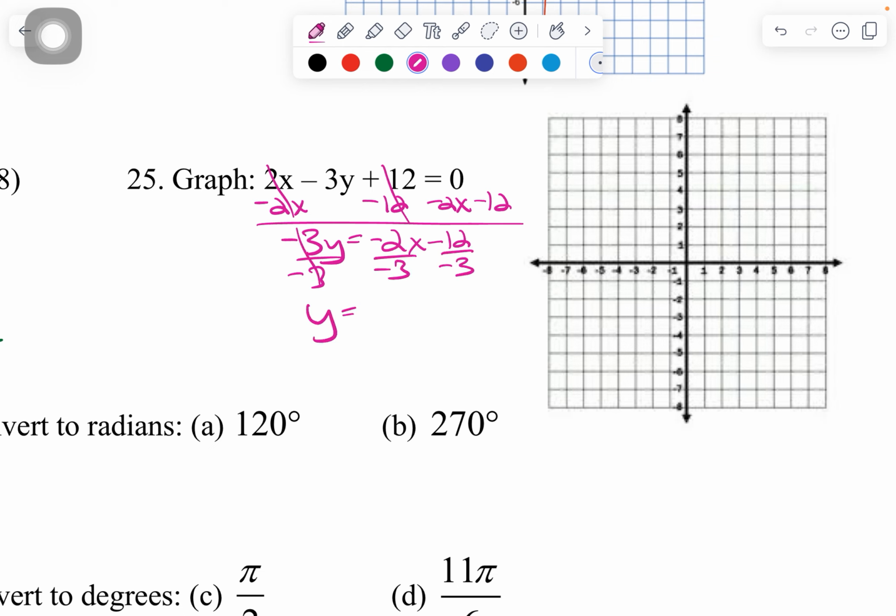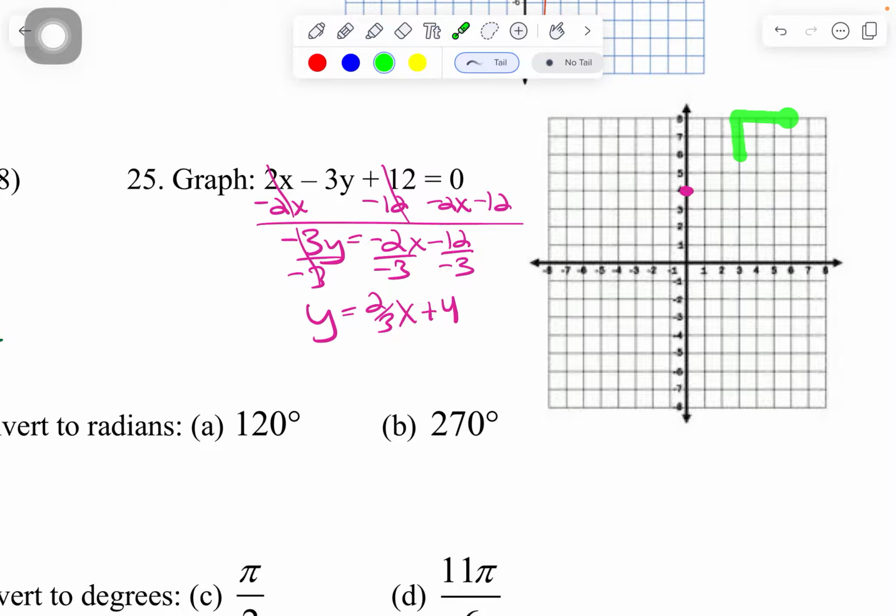All right, so y is equal to 2/3 x, right? Because a negative divided by a negative is a positive. Negative 12 divided by negative 3 is positive 4. So we're going to use positive 4 as my y-intercept. So starting here at positive 4. And then that slope is going to tell me to go up 2, to the right 3.